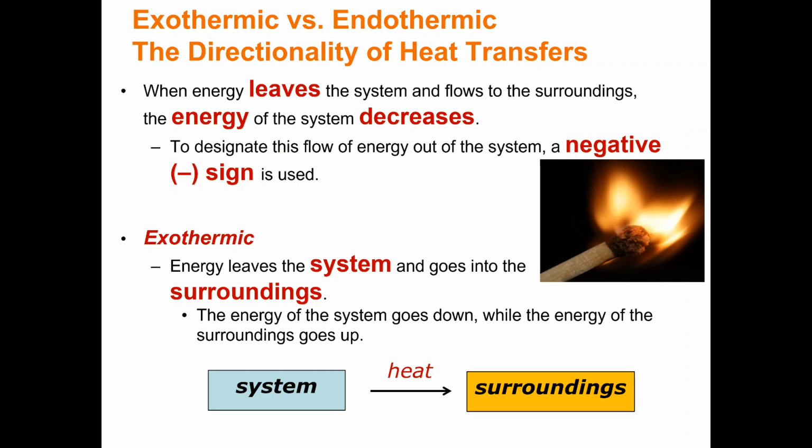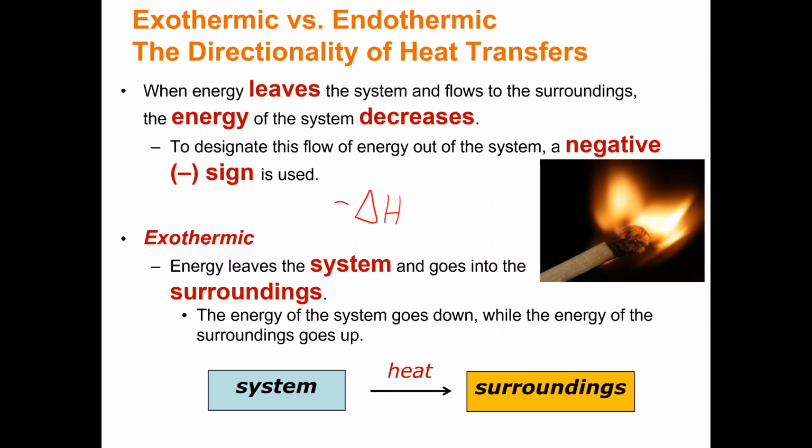Okay, so when energy leaves the system and flows to the surroundings, the energy of the system decreases. Okay, so we designate this with a negative sign. So we have maybe like a negative delta H. Okay, and the reason we do this is because we're talking about this from the point of view of the system.